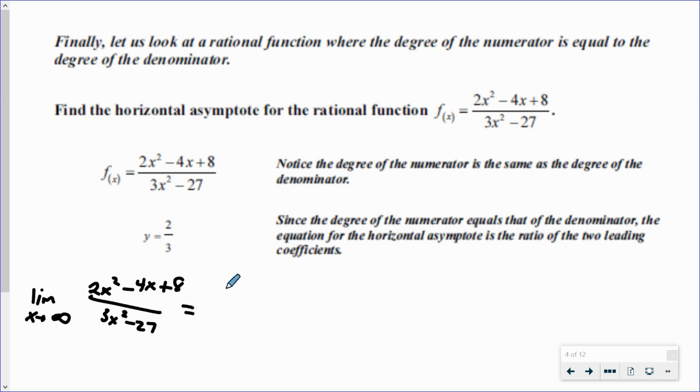We're finding the limit as x approaches infinity of this function, 2x squared minus 4x plus 8 all over 3x squared minus 27. To do that, we're going to factor out the greatest power of x. So the greatest power of x is x squared. I'm going to factor that out of the numerator.